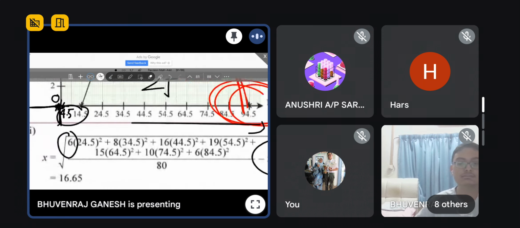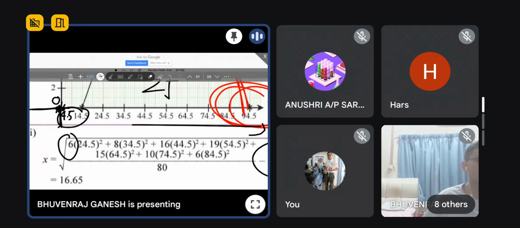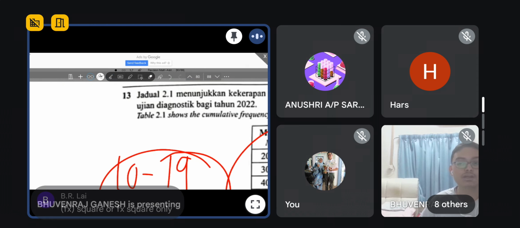So this is the answer. 16.65. Usually, standard deviation, we give 4 SF. Remember this, guys. Standard deviation, we give 4 significant figures, no matter what question. Okay, 4 SF.